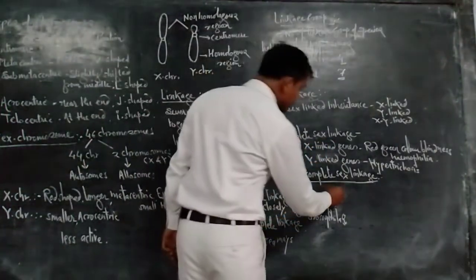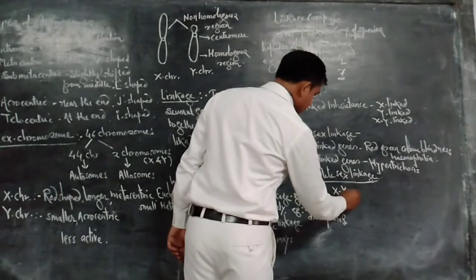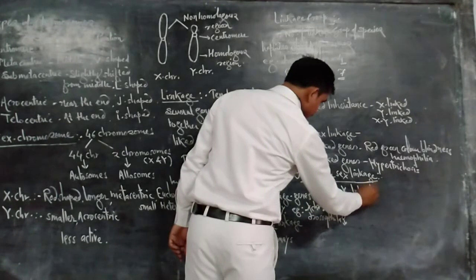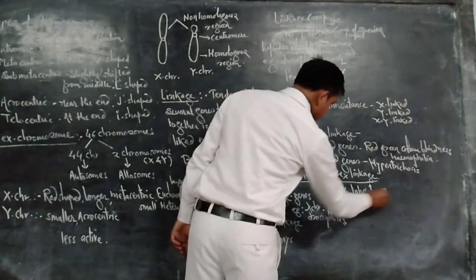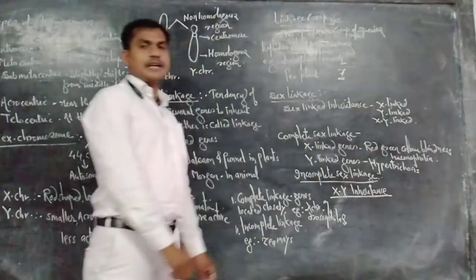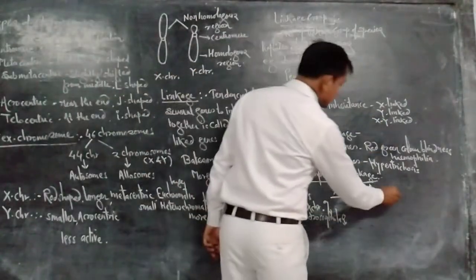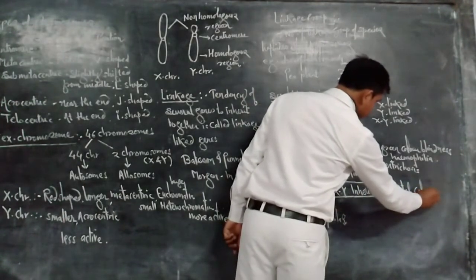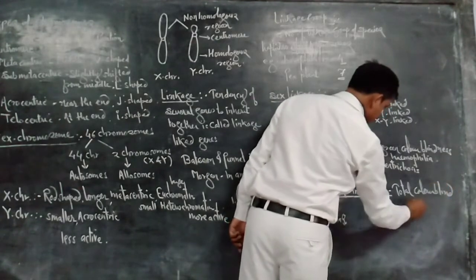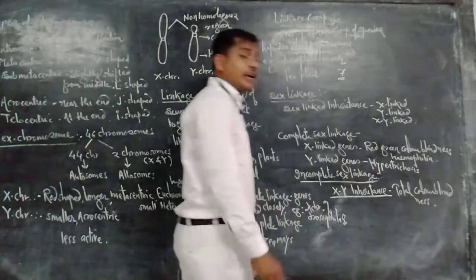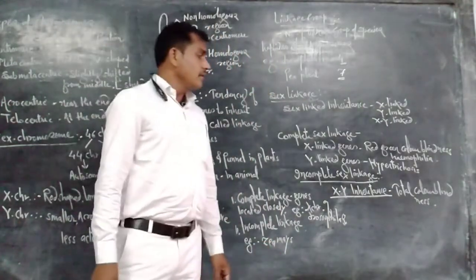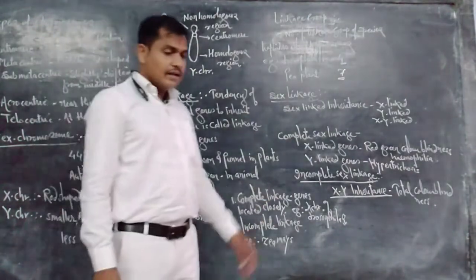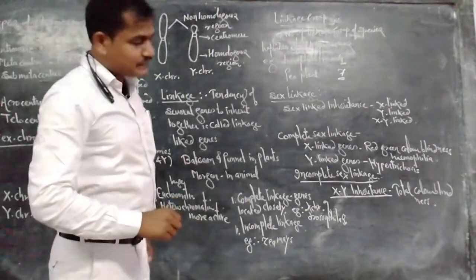Here XY-linked genes or XY inheritance. Examples of XY-linked inheritance are total color blindness, nephritis, and retinitis pigmentosa. These are some examples of XY inheritance.